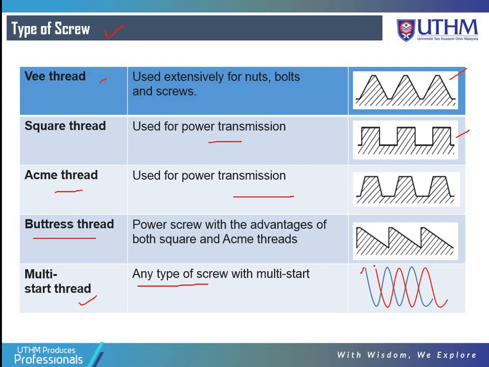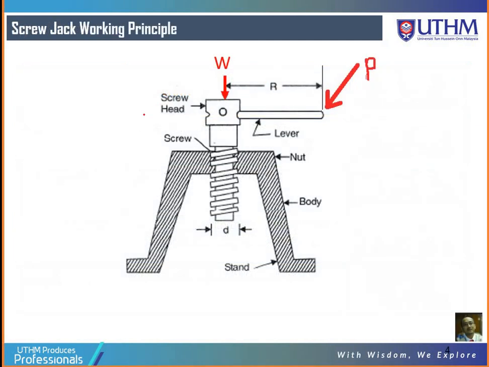This is the first stud. This is the second stud. We'll look further into this later. We'll see the screw jack working principle. Say there is a load of W acting on top of the screw. Then there is a handle, with a radius of R.